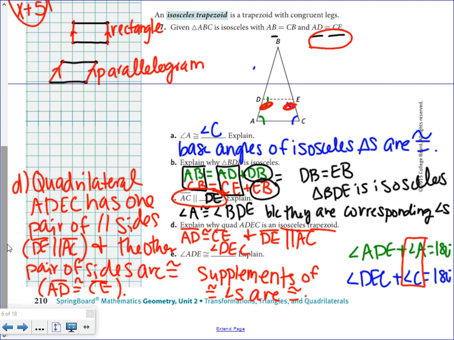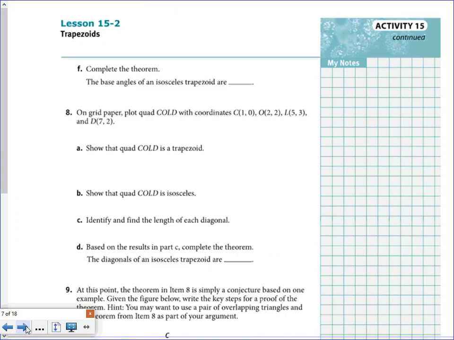So you have base angles A and C. Those are congruent. And then base angles here, and here are congruent. And so at the top of the next page, the base angles of an isosceles trapezoid are congruent. And that's always going to be the case. Only with an isosceles trapezoid.